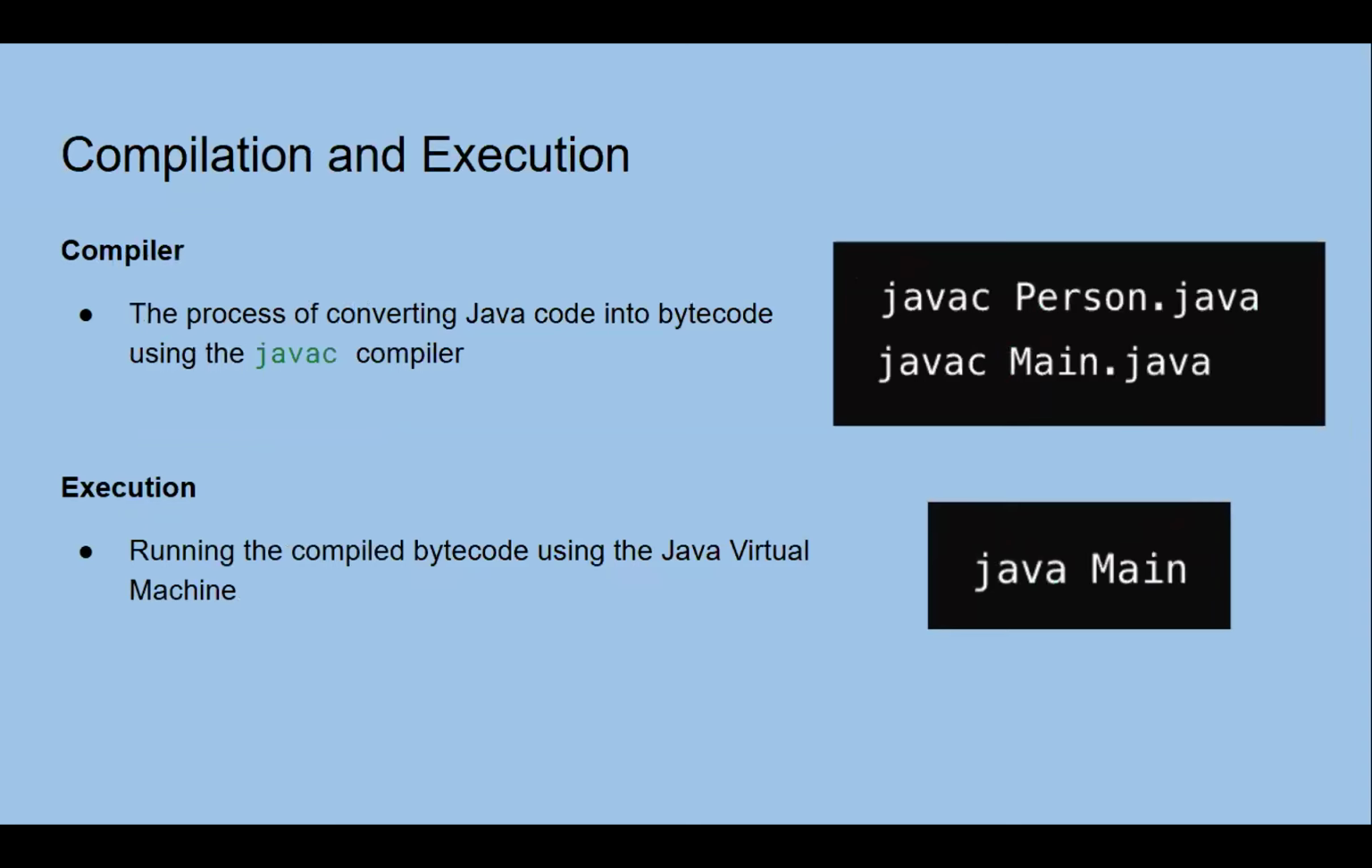The compilation process in Java involves converting Java code into bytecode using the javac compiler. It essentially just translates the Java code, which is readable for humans, into bytecode. That way we can actually understand what's going on. For execution, after compiling, we run the compiled bytecode using the Java Virtual Machine, which interprets the bytecode and executes the program on different platforms. To recap, we've covered the basics of Java programming, including classes, objects, variables, methods, and the process of compilation and execution.